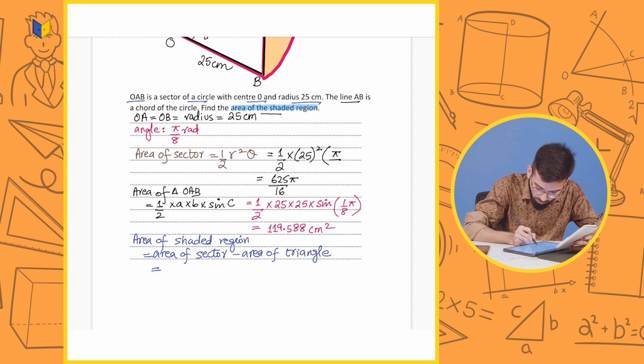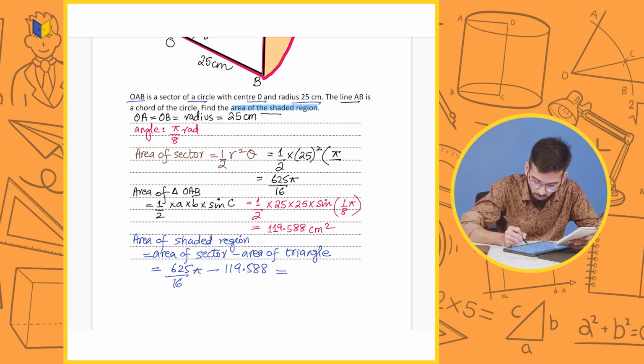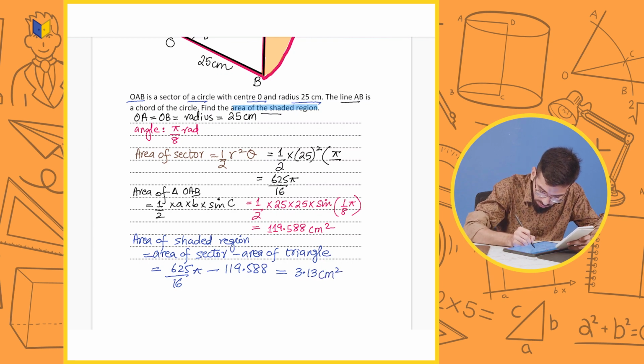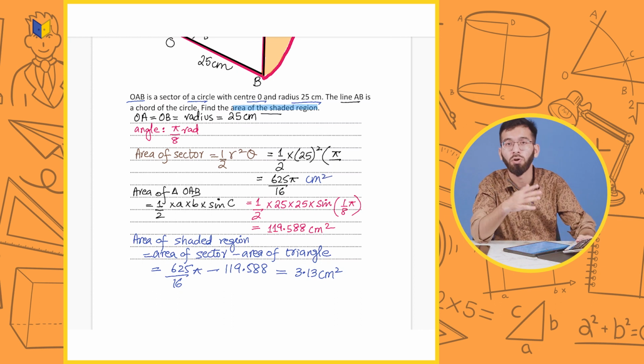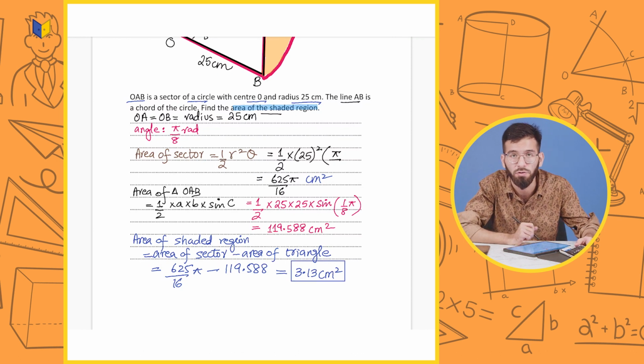Area of sector is 625 over 16 pi minus the area of triangle 119.588, and you give your answer to 3 decimal places or 2 decimal places. That does not matter; it depends on what the question says. So we are getting 3.13. Let me give it to 2 decimal places, 3.13 centimeter square. Make sure you put the units there, and that is where the question ends. We got the area as 3.13 centimeters square.